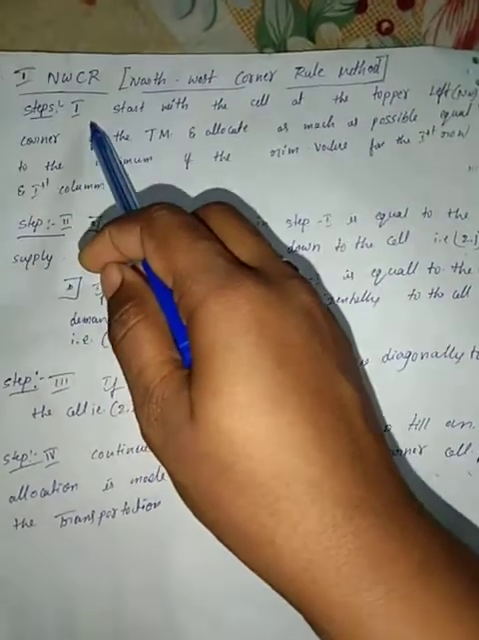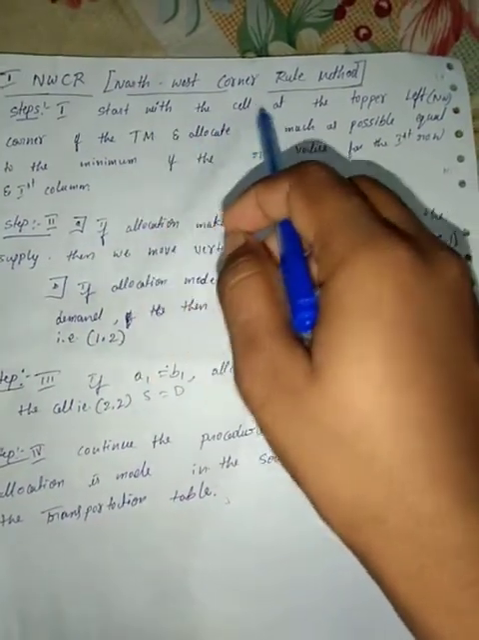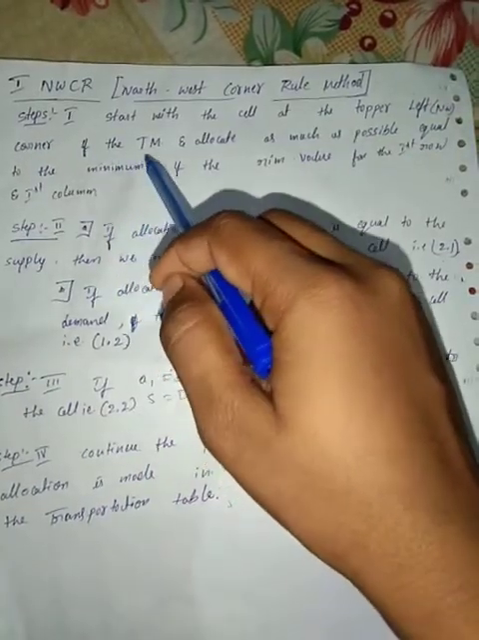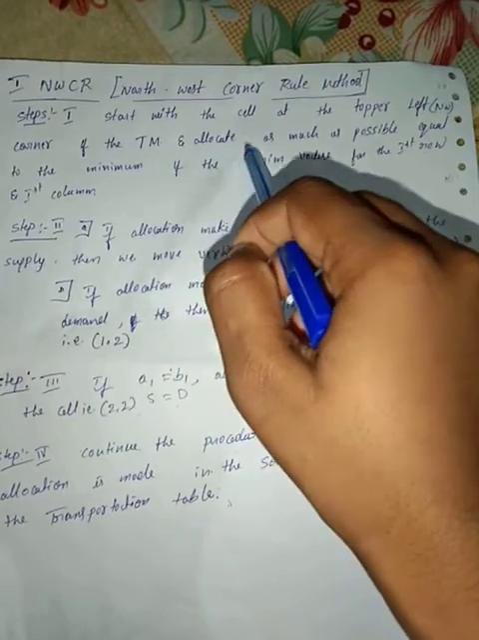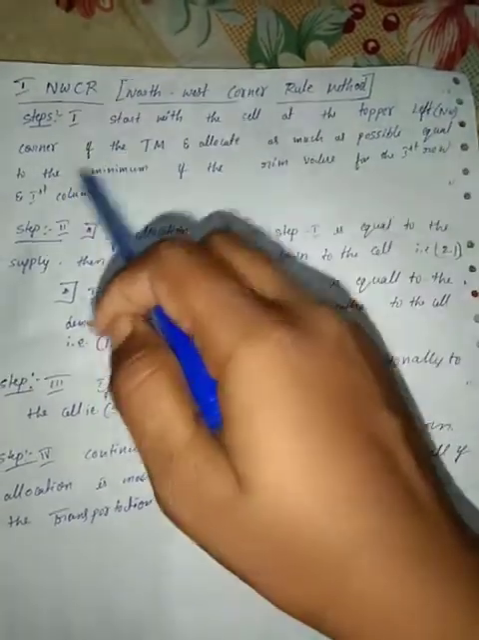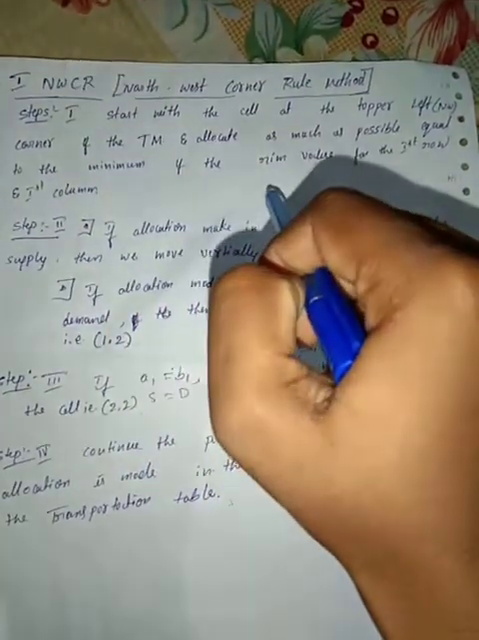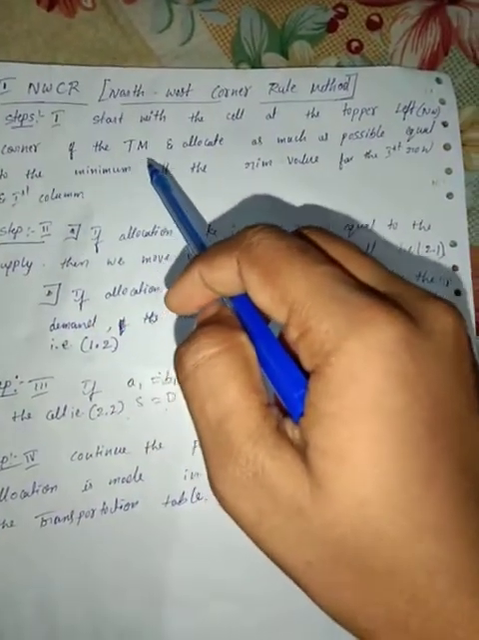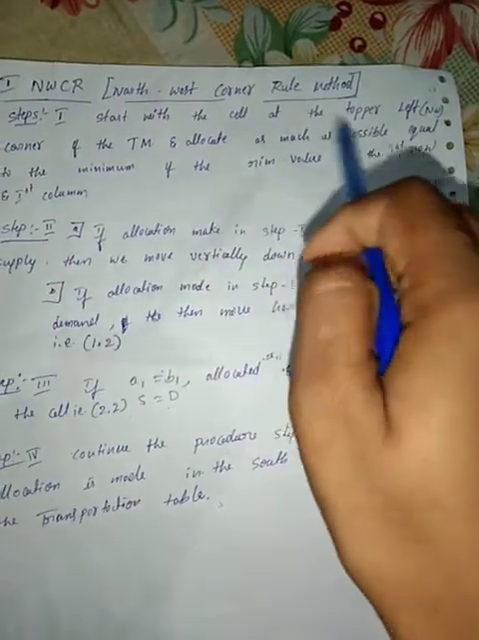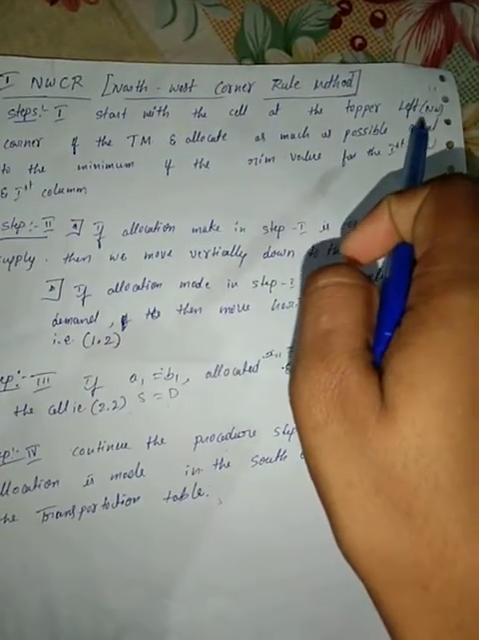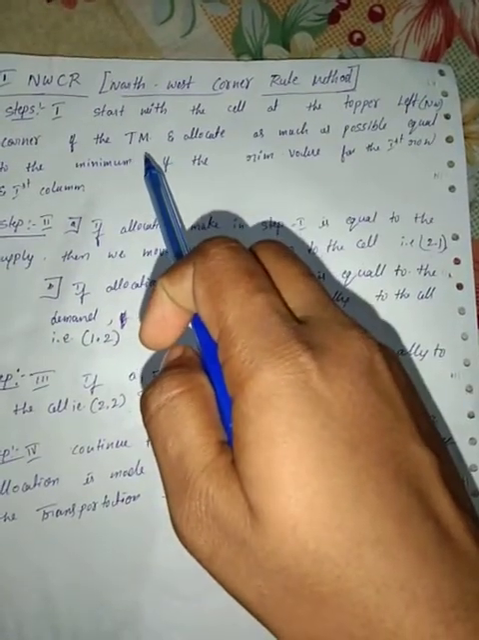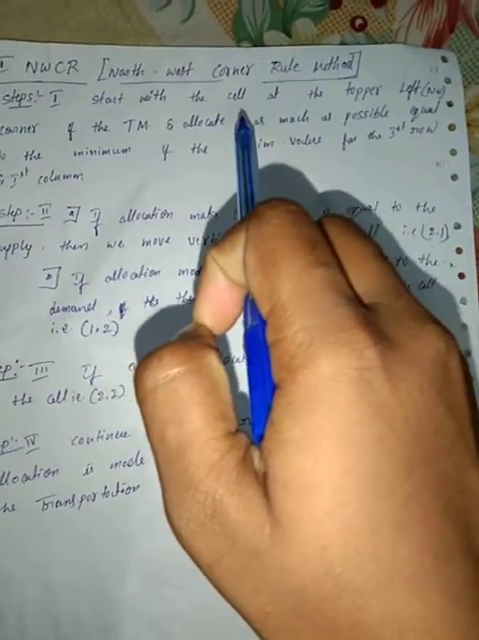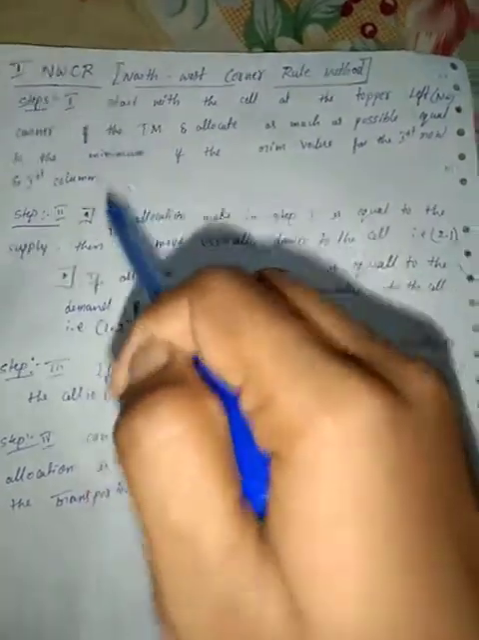Step number 1: start with the cell at the upper left corner, meaning the northwest corner of the transportation matrix, and allocate as much as possible, equal to the minimum of the rim value for the first row and first column. So we start allocation from the northwest corner of the given transportation matrix, allocating the minimum rim value. That is step number 1.